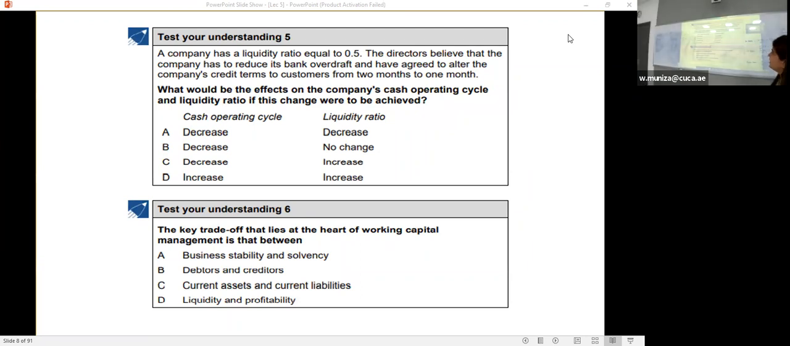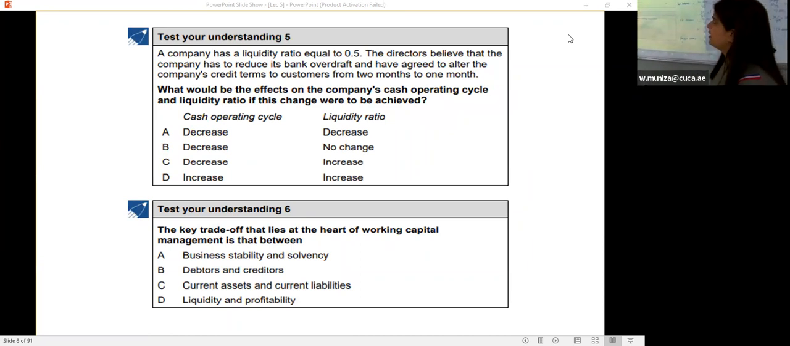Now understanding number 5. What would be the effects on the company's cash operating cycle and liquidity ratios if this change were to be achieved? A company has the liquidity ratio equal to 0.5. The directors believe that the company has to reduce its bank overdraft and have agreed to alter the company's credit terms to the customers from 2 months to 1 month. What could be the effect of this on the cash operating cycle?